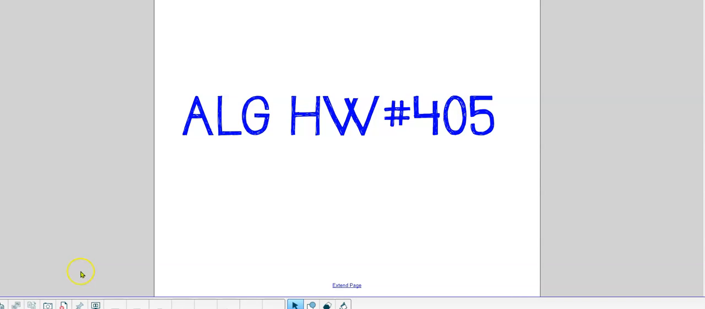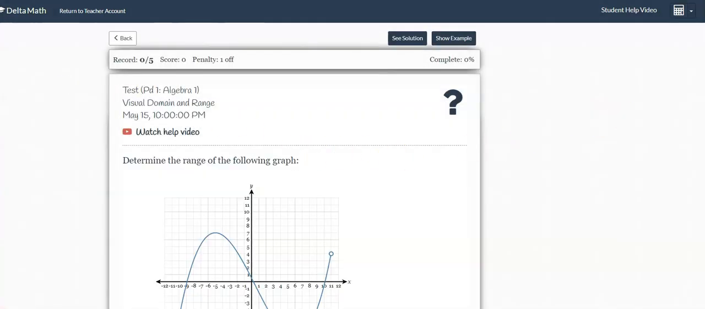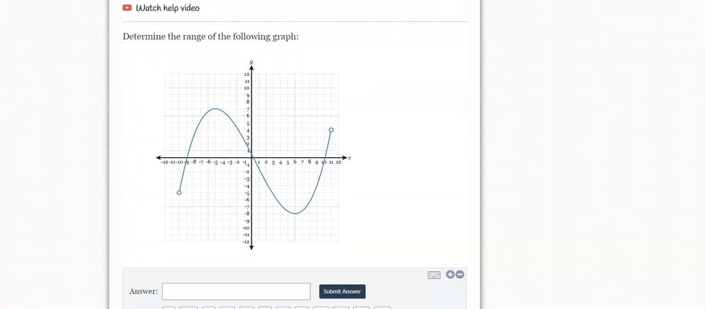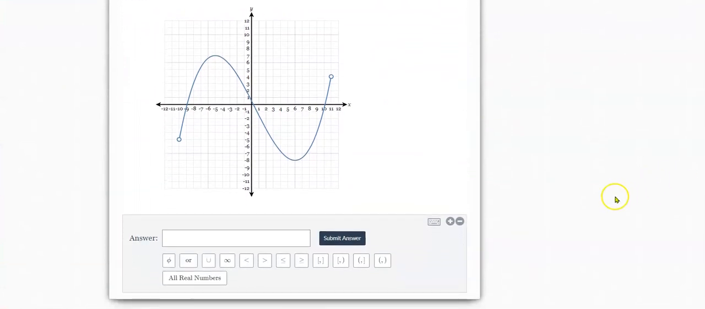Let's take a look at the questions on homework number 405. We'll start with visual, domain, and range. So the domain and range describe the shape of the graph when moving from left to right for domain along the x-axis, and up and down for range along the y-axis.